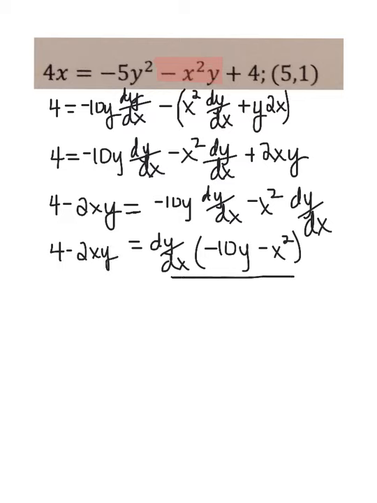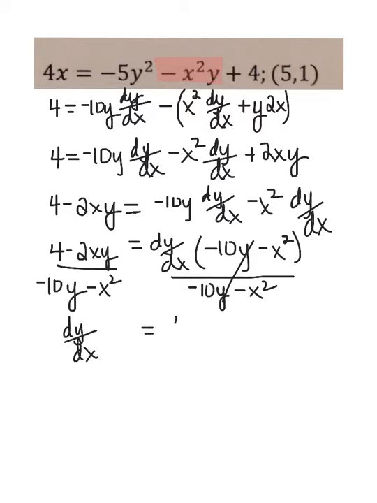Okay, now we want to get the dy/dx by itself. So I am going to divide out that negative 10y and then minus x squared. Okay, and then we're going to divide that on the other side obviously as well, so that that cancels out. All right, I'm just going to flip-flop this around. So then dy/dx is going to be equal to 4 minus 2xy over negative 10y minus x squared. Okay, now if you read the directions, they're asking you to evaluate this derivative at this point, 5, 1, so that we can find the slope.